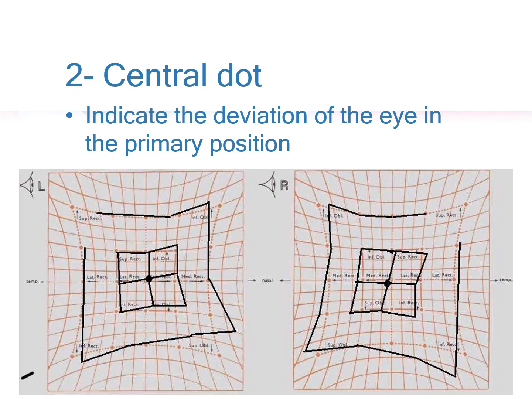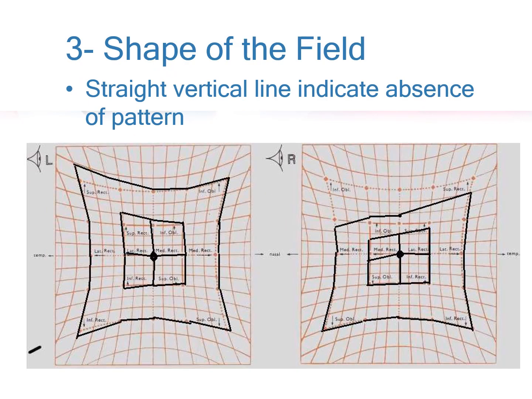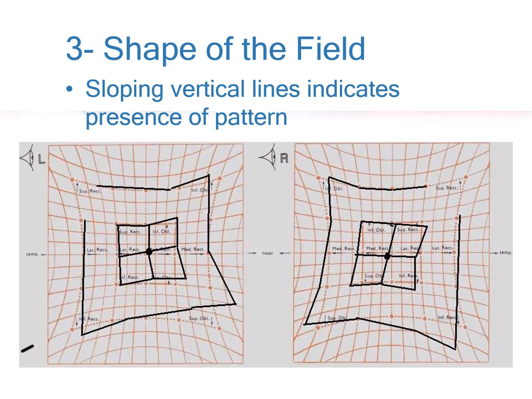In this patient, the central dot is in place, indicating that the patient should be orthophoric in the primary position. The next thing you need to look for are the edges of the vertical lines. If the lines are parallel, this means that the patient has no pattern. If the lines are sloping, this means that the patient has a V or A pattern. If they are sloping down, this means that the patient has a V pattern, while if they are sloping up, this means that the patient has an A pattern.